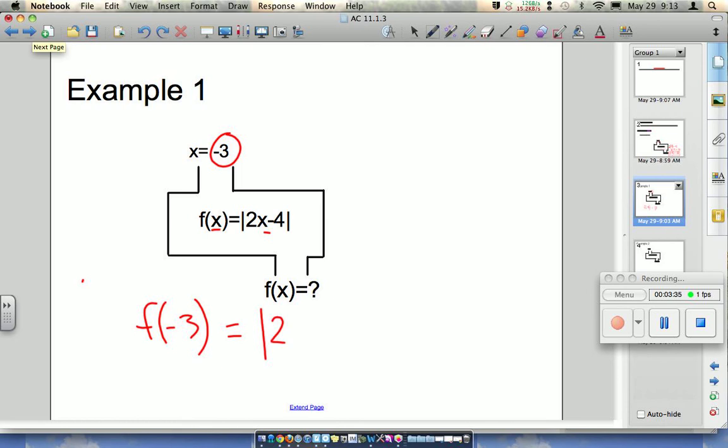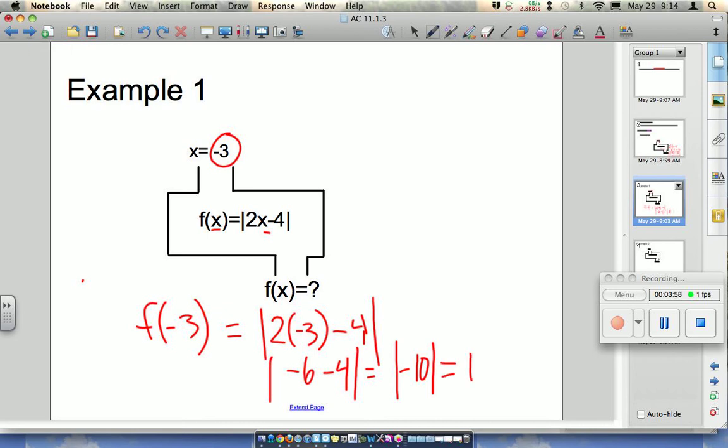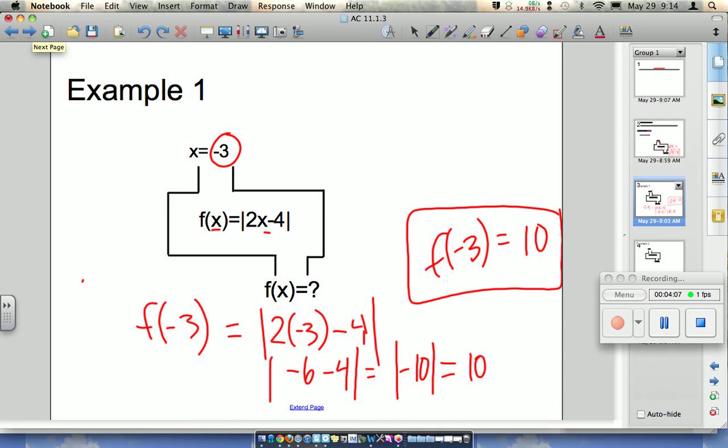Absolute value of 2 times -3 minus 4. I'm plugging in, absolute value again. I'm plugging in -3 for my x value. And I get absolute value, remember we do all the operations inside, so we're going to get -6 minus 4, which is absolute value of -10, because -6 minus 4 is -10, which is 10. So f of -3 equals 10, and that's my answer. I get 10. So that's my solution. The function at -3 is 10. That's how you would read this statement right here. The function at -3 is 10, because that's what the question was asking.